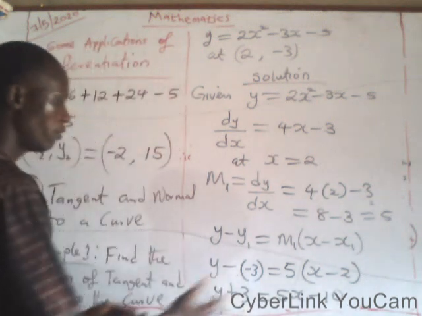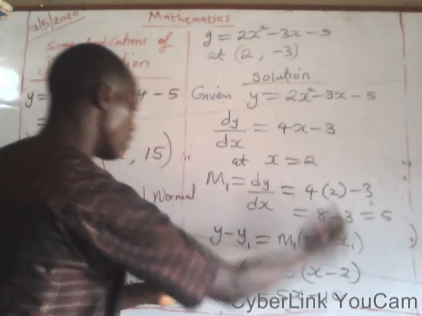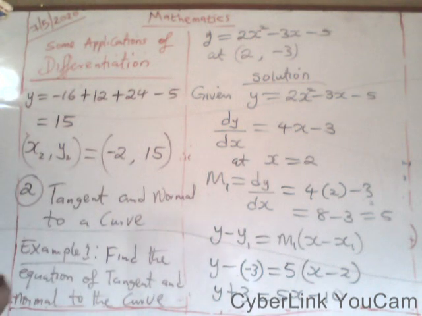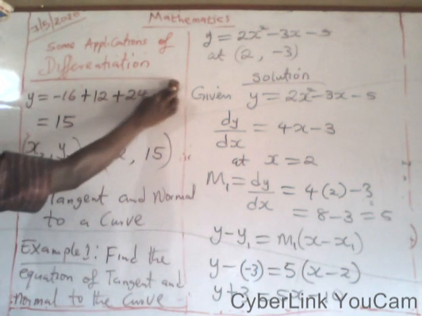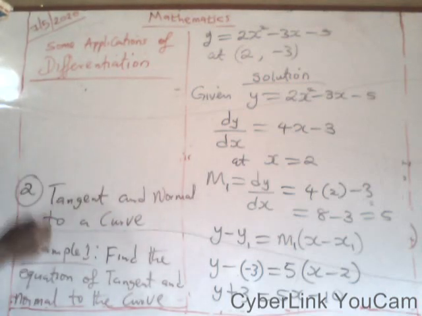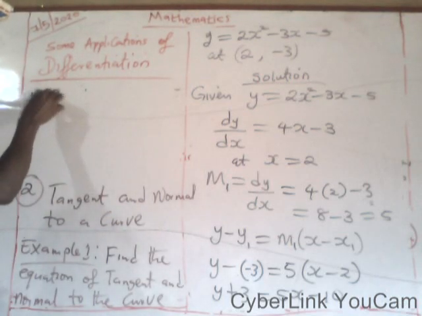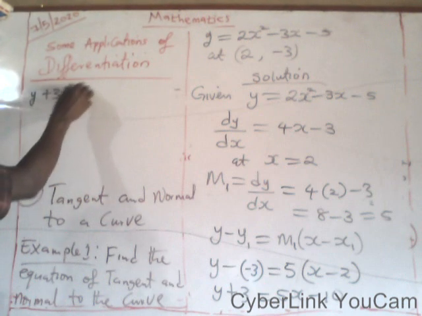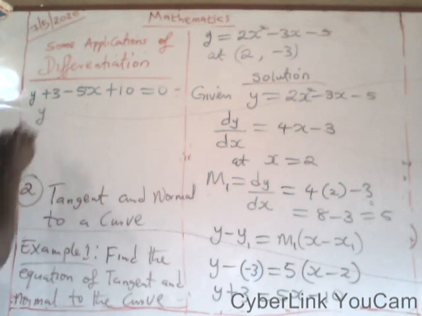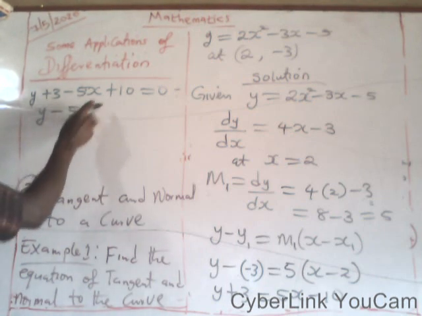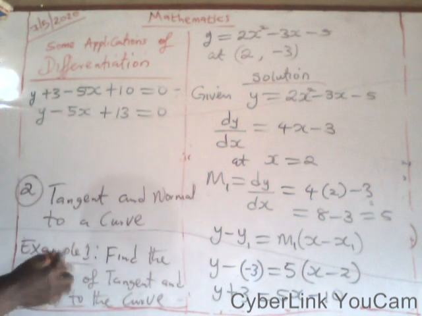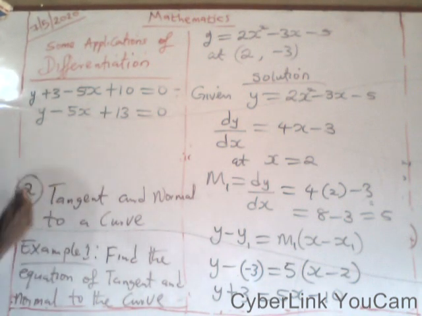So if you like, you can leave your answer like that, but it is better you transfer everything to the other side so that the right hand side will be equal to 0. That is the best way of writing the equation. So that means that we have y plus 3 minus 5x plus 10 is equal to 0. That means we have y minus 5x plus 13 is equal to 0. That is the equation of the tangent. So the next thing is to obtain the equation of the normal.